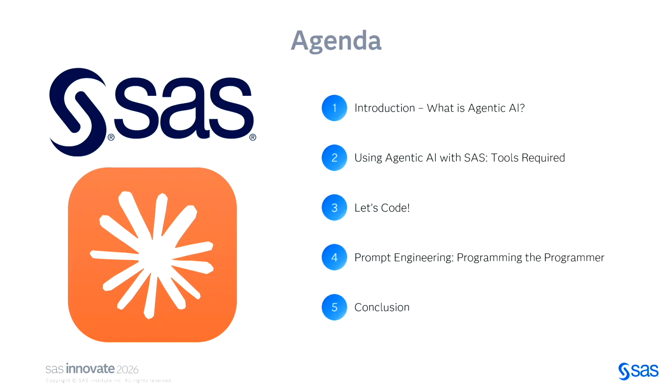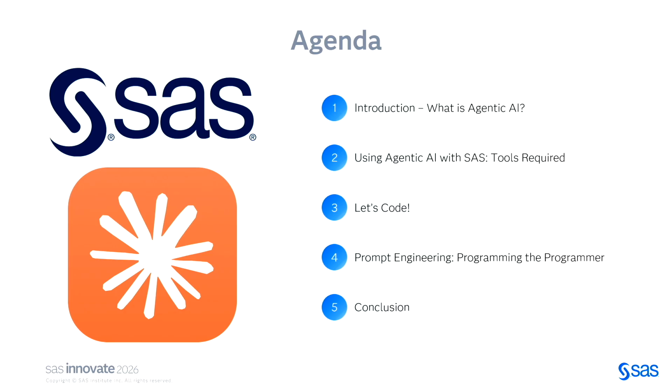Thanks, everyone, for coming. So just a quick agenda, just to let you know where we're going here. We're going to talk about what is Agentic AI. We're going to use Agentic AI with SAS, so what do you need for that, what tools do you need to set up in order to use an Agentic AI with SAS 9.4. We're going to do a little coding demo. We're going to watch a little coding demo. We're going to talk about prompt engineering, which is really the work of a programmer in the Agentic AI era. And then we'll have the conclusion and questions.